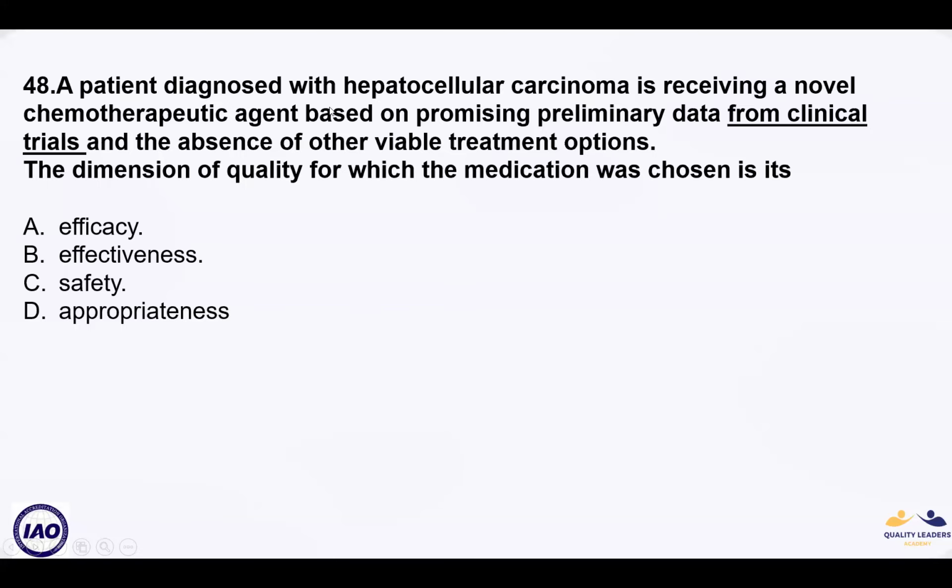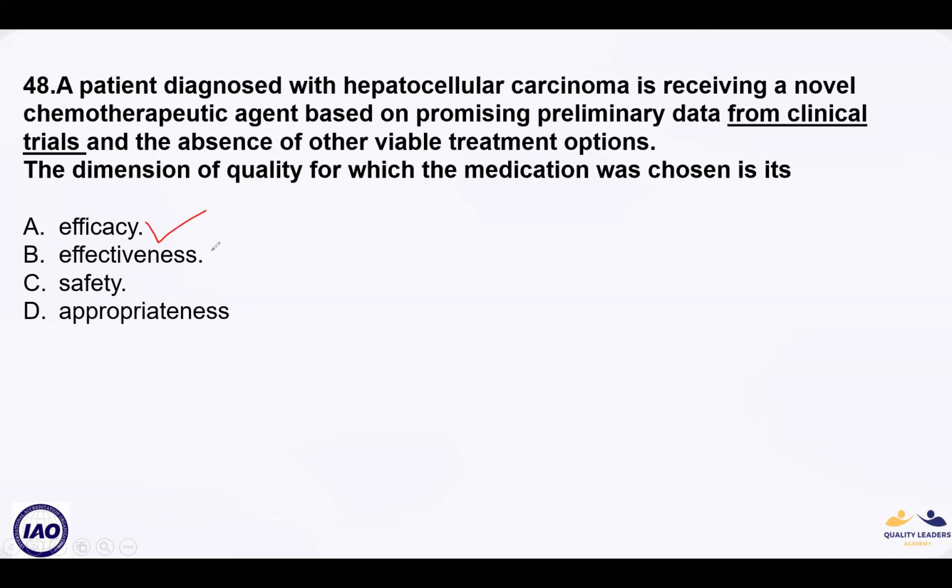Now, a patient diagnosed with hepatocellular carcinoma is receiving a novel chemotherapeutic agent based on promising preliminary data from clinical trials and absence of other viable treatments. The dimension of quality for which the medication was chosen is its what? Here again, he's talking about clinical trials. That's a keyword, and he is talking about absence of other viable treatments. So here are his two keywords. The most probable answer is efficacy.